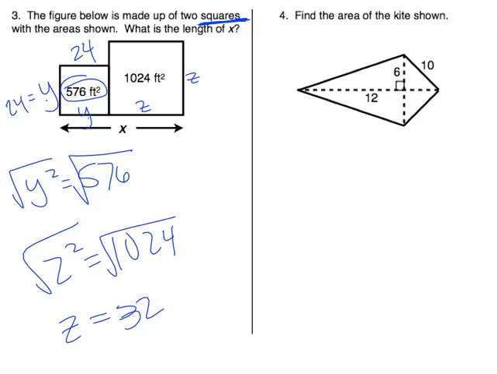So that means this part is 24, this part is 32. So to get the entire x, we just add them together. 32 plus 24 is 56. So x equals 56.